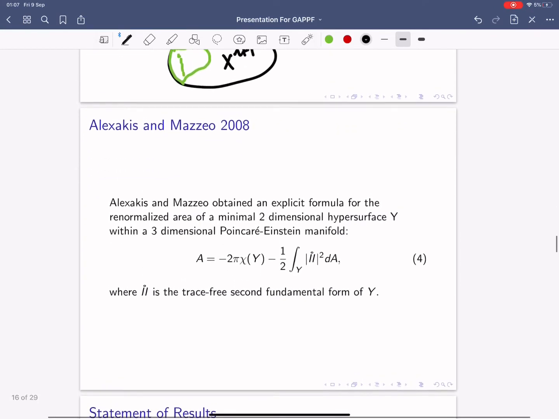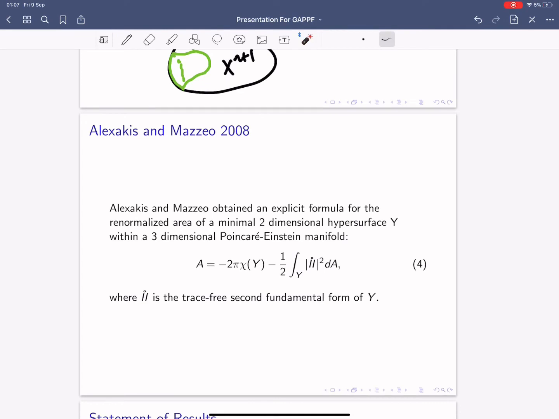And Alexakis and Mazzeo in 2008 wrote a paper on renormalized area for hypersurfaces in three-dimensional Poincare-Einstein manifolds. And they do a lot more in this paper than just write down this formula. They study its functional properties. But this is a formula they obtained for the renormalized area in that case.